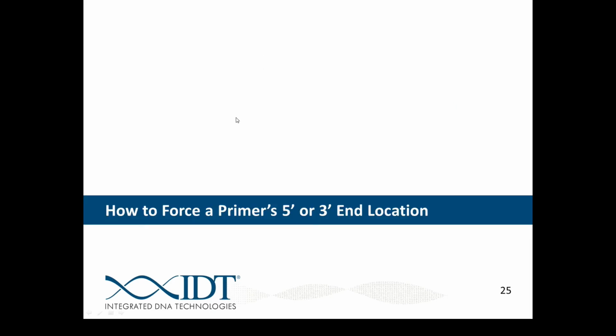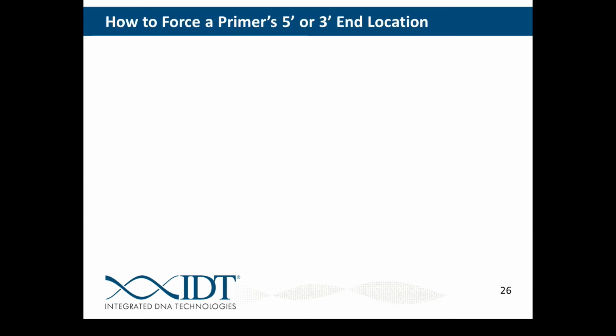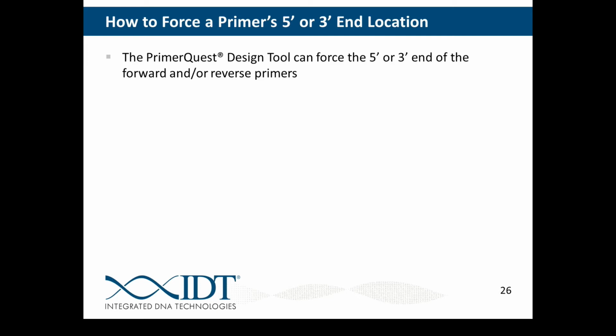This one doesn't take very long, so maybe we will be able to get in a couple more examples. Essentially, the tool can force the 5' or 3' end of the forward or reverse primers. There's various situations where you would want the primer to start exactly at a location or end exactly at a location. Maybe you want to target a very specific region to amplify, but we do have the ability to tell the tool where that primer needs to start or end.